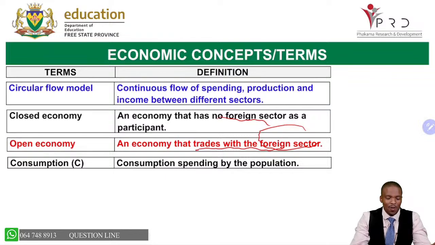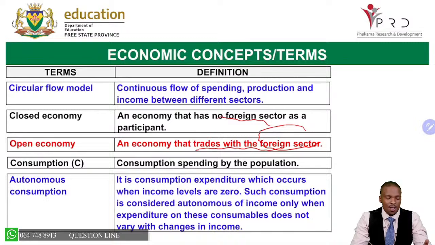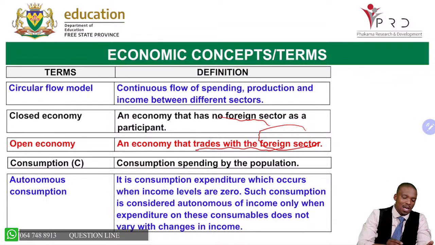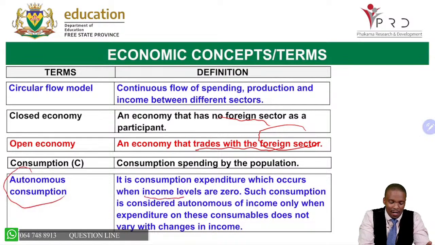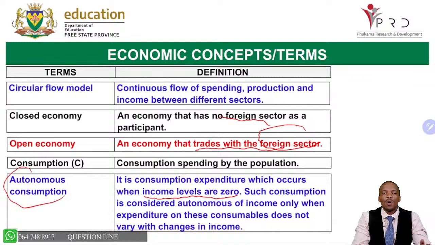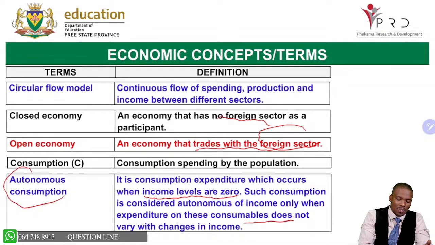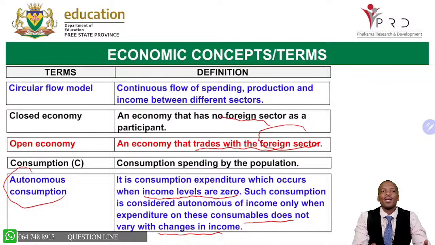Then we come to the issue of consumption. Here it refers to the spending by the population, or the buying or purchasing of goods and services. That is referred to as consumption. Then another concept that we have is autonomous consumption. Here we are saying it is the expenditure that will take place even when the level of income is zero. Such consumption is considered to be autonomous of income only when expenditure on those consumables does not vary with the change in income.